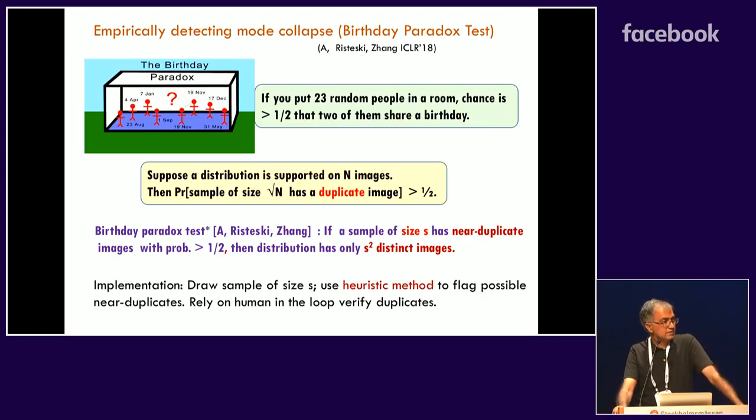So now how do you implement this birthday paradox test? You draw a sample of size s, and then you use some heuristic method to flag possible near duplicates. Because s is going to be 500 or 1,000, and I love my students, but I wouldn't want them to sit for a day and comb through thousands of images. So you use a heuristic method to flag possible near duplicates, and out of a sample of size 500, you may get 10 suspected near duplicates, and now the human will verify them. Of course, there's some judgment required in saying whether two images are near duplicates, because they're not going to be duplicates at the pixel level. They just look like the same scene.